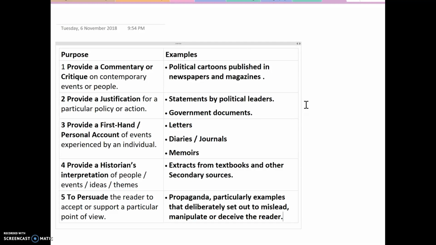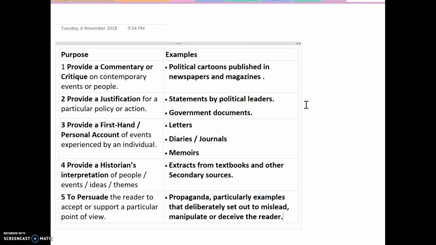Now, if you're looking at a textbook or a book maybe written by a historian, usually the purpose of that is to provide a particular interpretation. And so you might have a historian that's trying to prove that their argument is better, basically, or their interpretation is something worth looking at. And there's so many different types of that.